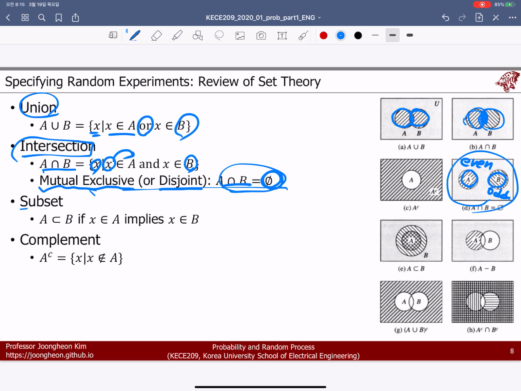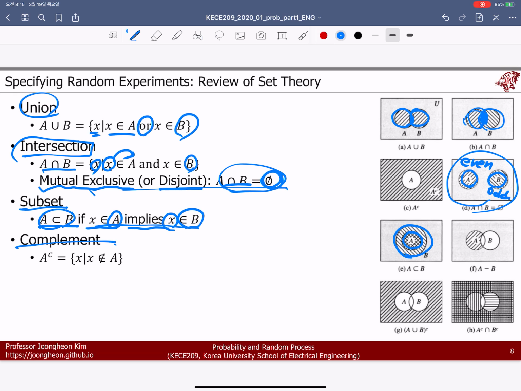The next one is a subset. Subset means that capital B includes capital A. So then we can say that A is a subset of capital B, when x is an element of A implies x is an element of B. Okay, so then we can say that A is a subset of capital B.